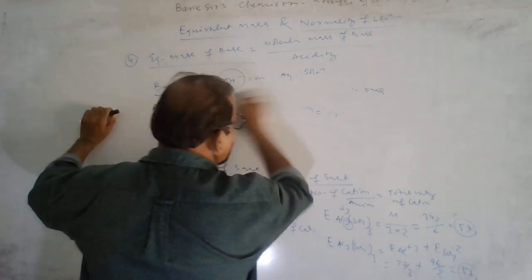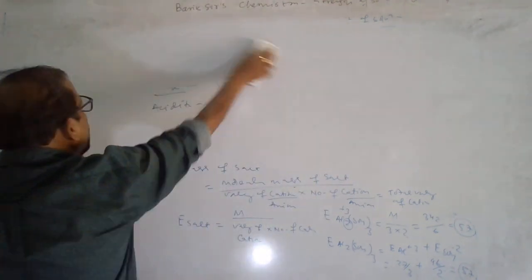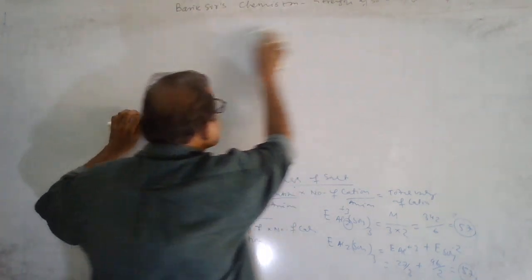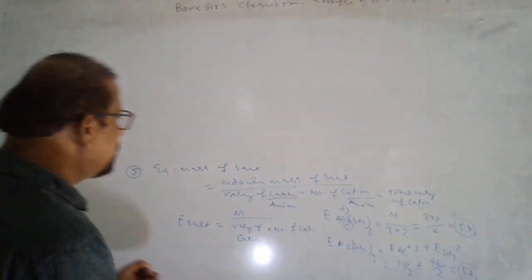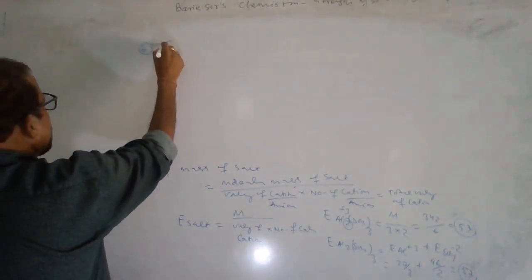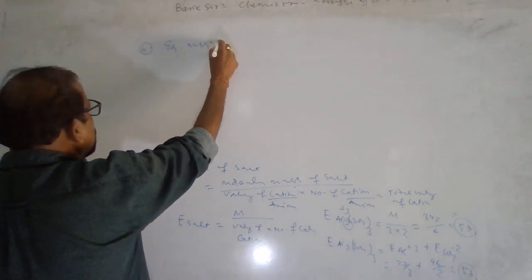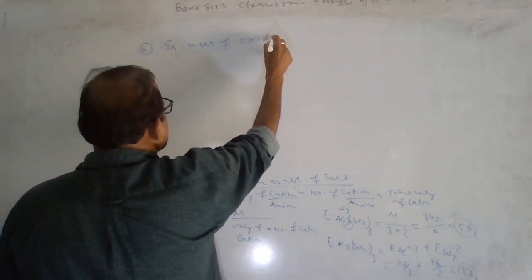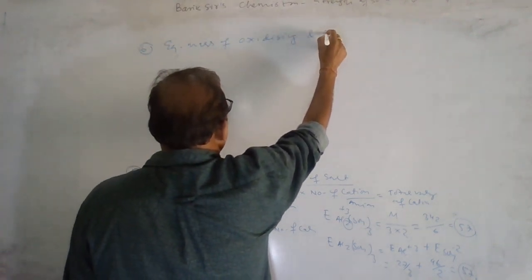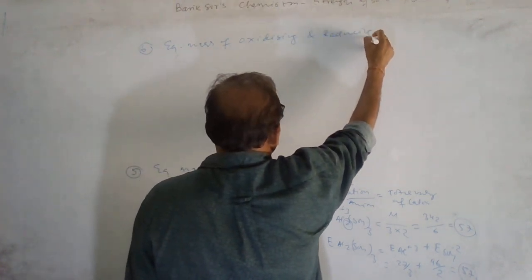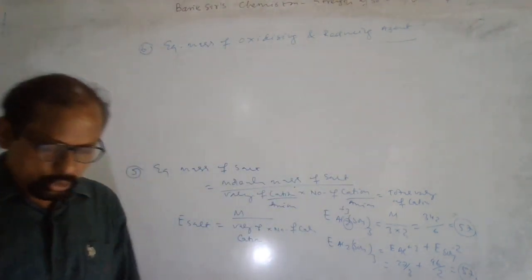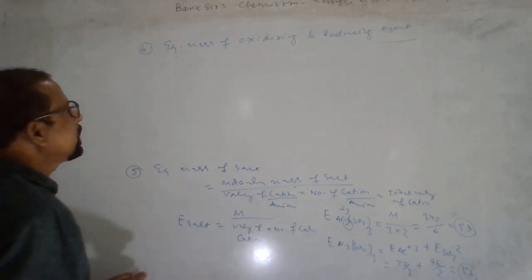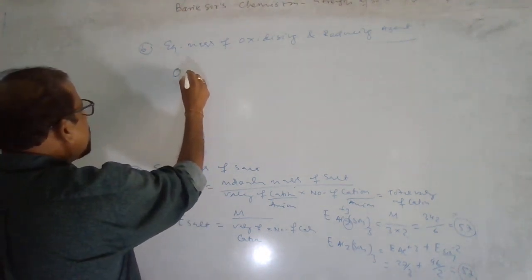So then the equivalent mass of the oxidizing and reducing agent. The equivalent mass of oxidizing and reducing agent we can also determine this way. Determine the equivalent mass of oxidizing and reducing agent. First, the oxidizing agent.